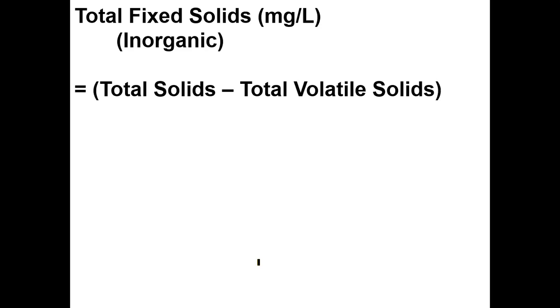So how are you going to calculate this? Total solids minus total volatile solids, which you already know, will give you total fixed solids. Always remember, total solids will have the highest value. So from this, if you subtract total volatile solids, you get total fixed solids.